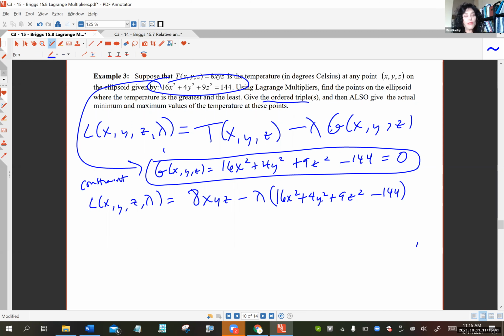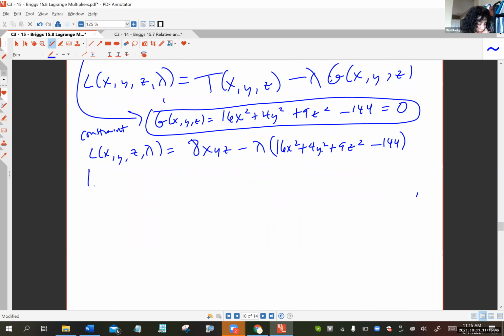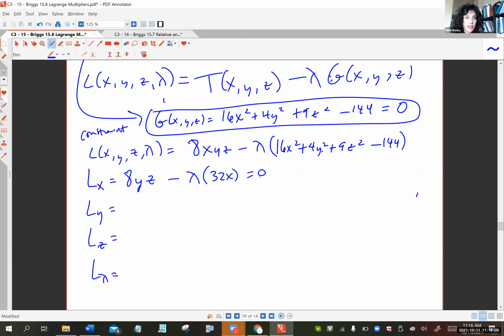And try to solve a nonlinear system. So I've got to get Lx, Ly, Lz, and L lambda, all four, make it happen. The partial with respect to x is 8yz minus lambda times 32x, set equal to 0. Partial with respect to y: 8xz minus lambda times 8y, set equal to 0. Partial with respect to z: 8xy minus lambda times 18z.